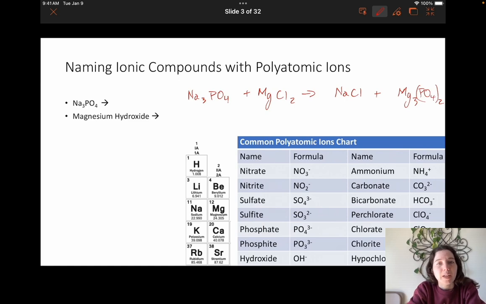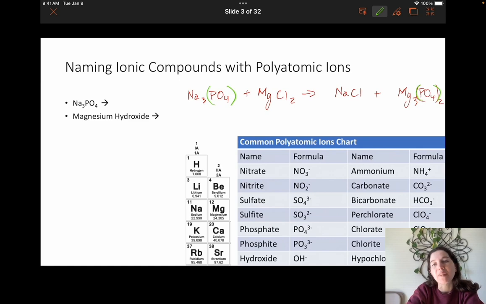See if you can do this one now. We've got sodium phosphate plus magnesium chloride goes to sodium chloride and magnesium phosphate. When you're working with these, remember to identify your polyatomic ions. So I'm going to go ahead and put those in parentheses. This is also a polyatomic ion. It's already in parentheses, which is great. And remember to not split those up if they appear on both sides of the equation.